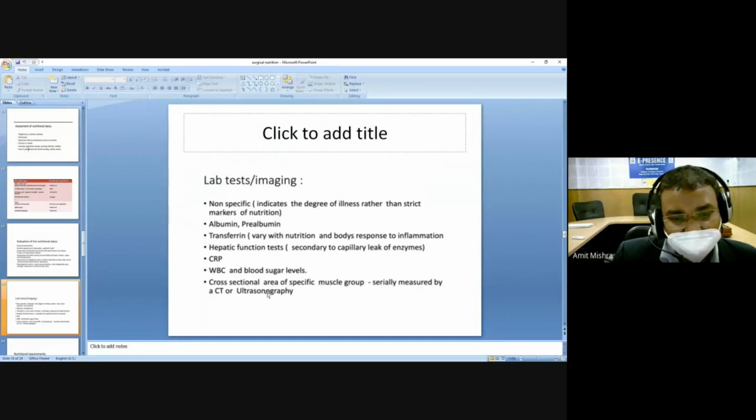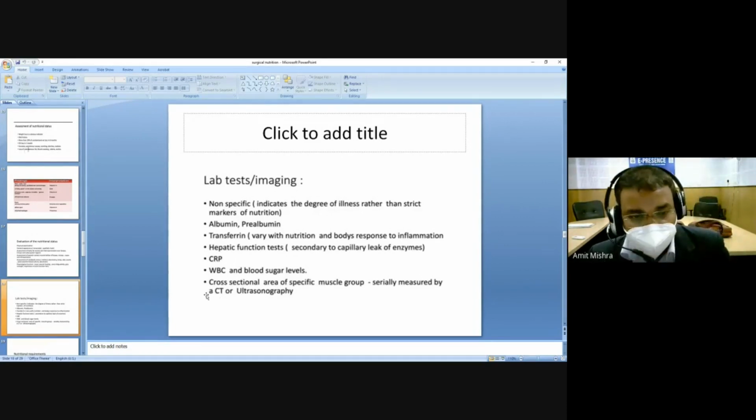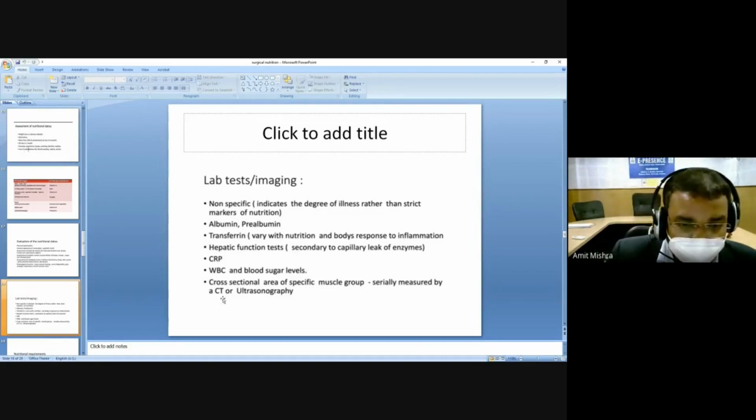That's very important. Then any specific area can be imaged. The muscle group is measured by CT or ultrasonography. If a specific muscular compartment is involved, or a specific site is involved, we can do imaging in the form of USG or computed tomography, CT, of that particular part.